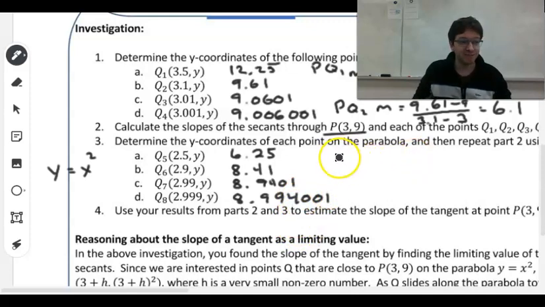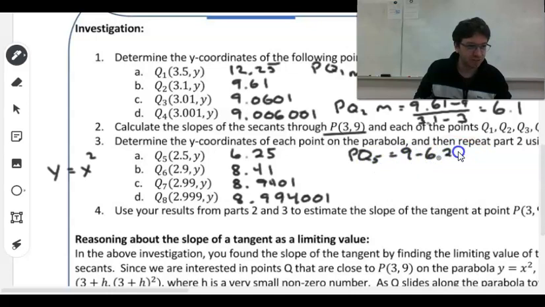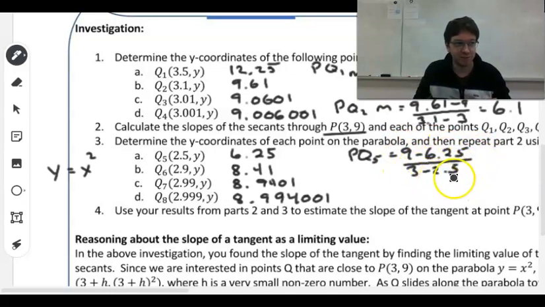And then we do the same thing. Find the slope of these secants to see what happens as Q gets closer and closer to P. So PQ5 would be 9 minus 6.25 all over 3 minus 2.5. So rise over run: the difference in our y-coordinates, y2 minus y1, over the difference in our x-coordinates, x2 minus x1. And we get 5.5.